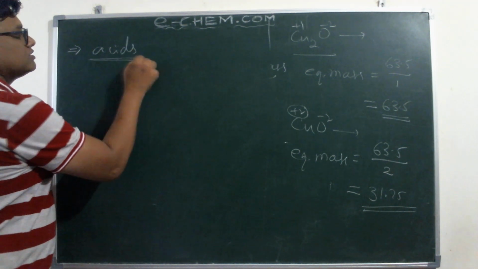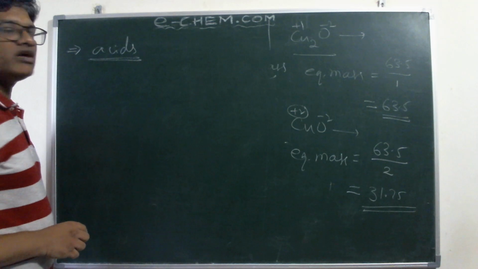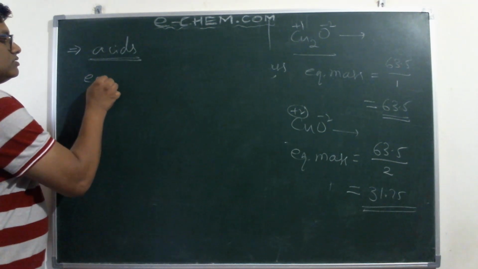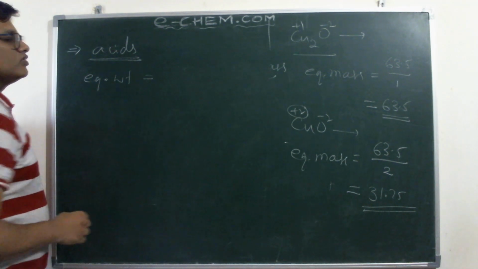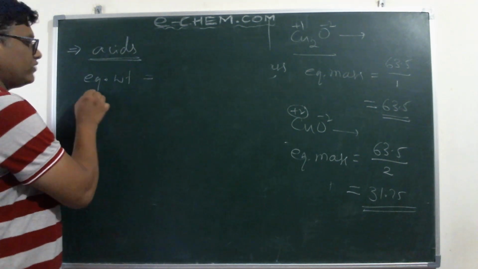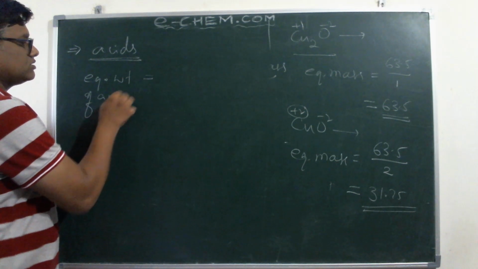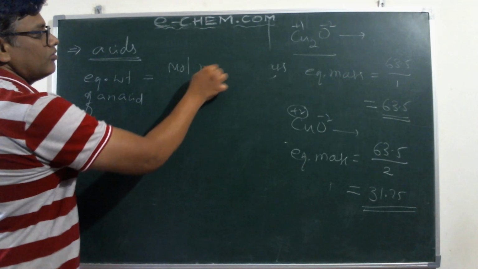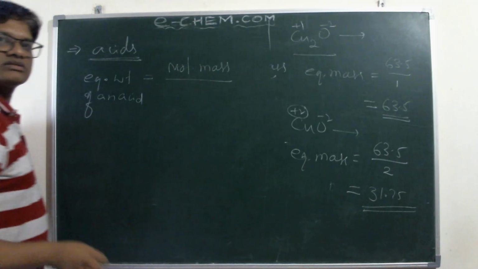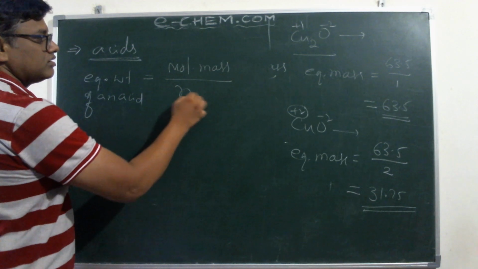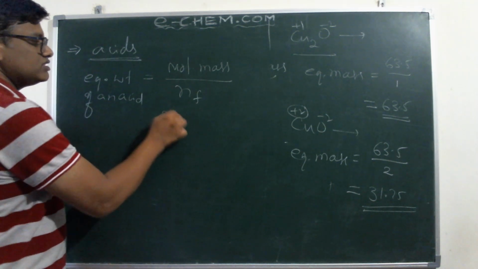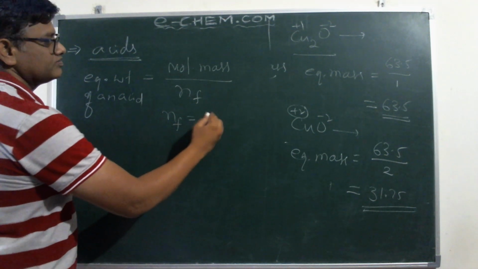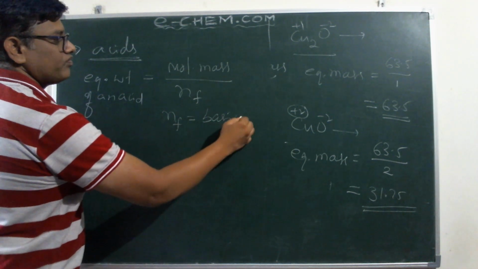Let's go for these acids. Calculation of equivalent masses. When you are calculating equivalent masses for acids, you have to follow this formula. Equivalent weight of an acid is equal to the molar mass of the acid over the valency factor. That valency factor, in the case of acids, to calculate equivalent mass, is to be considered as the basicity of the acid.